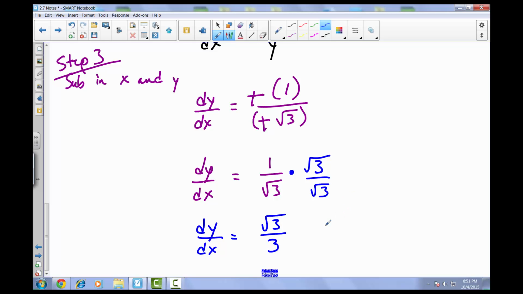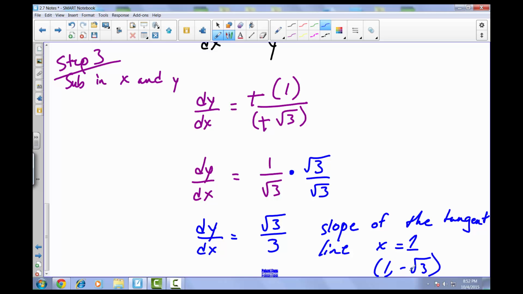And again, this is our slope of the tangent line when x is 1. And again, that's that target point 1 comma negative root 3. But again, that is example 1 from our 2.7 set of notes.